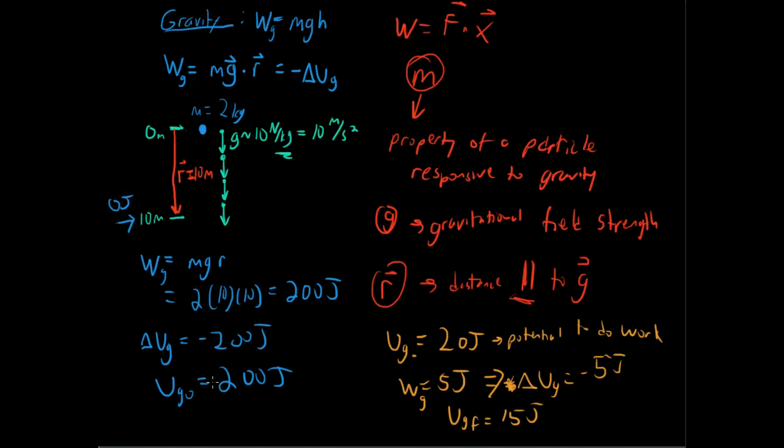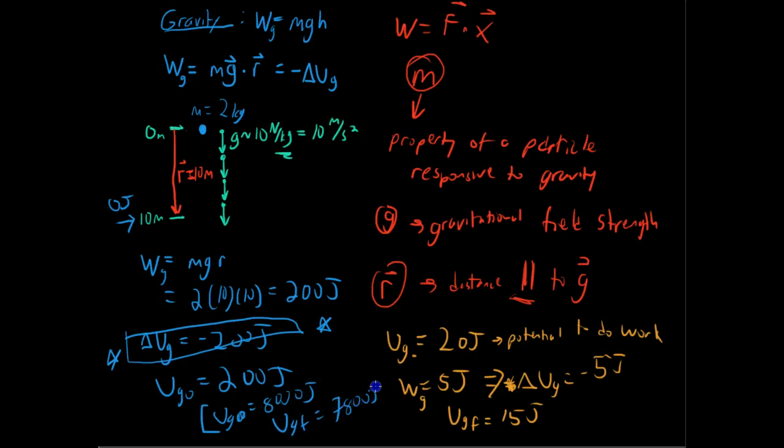Obviously, the actual starting and end amounts of potential energy are arbitrary. The key is that we have this change. This is the thing that I should put stars around. This is the thing that really matters. Because I could say that initially we had 8,000 joules of potential energy, and then we wind up with 7,800 joules. We still had the change of negative 200 joules.